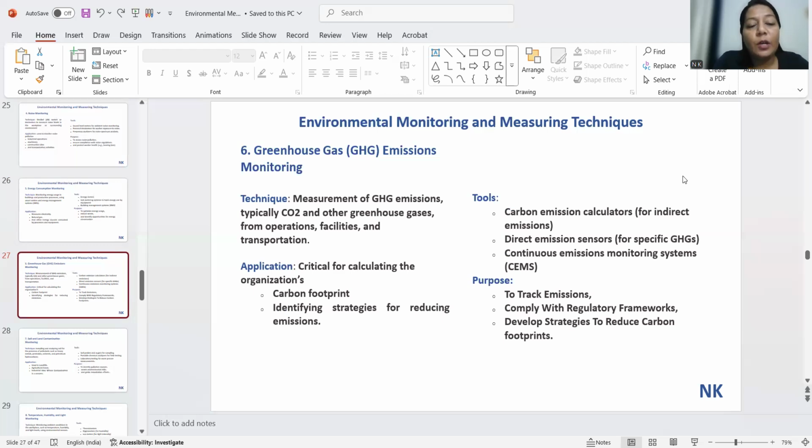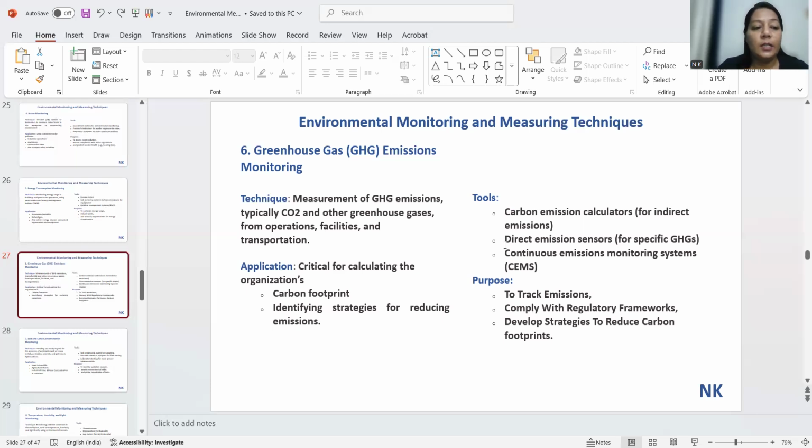In the tools part, we have the carbon emission calculator for indirect emissions, direct emission sensors for the specific GHGs, and the continuous emission monitoring system, CEMS, for continuous emissions. So these are the tools for measuring GHG emissions. What is the purpose of this? To track emissions, comply with the regulatory framework, and develop strategies to reduce carbon footprints.